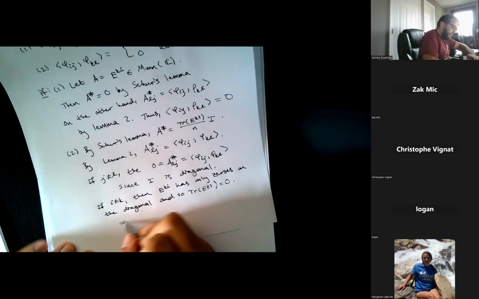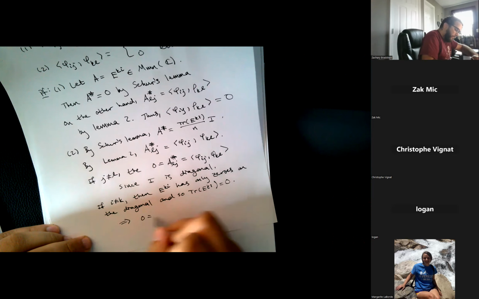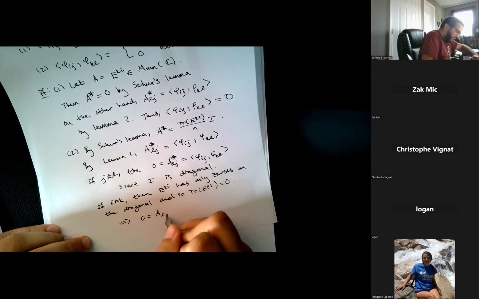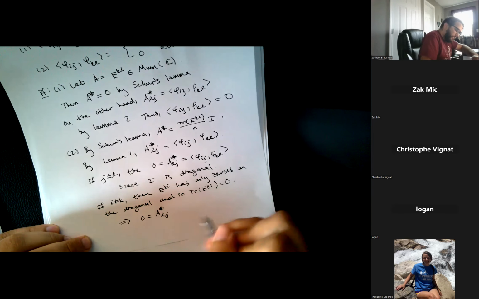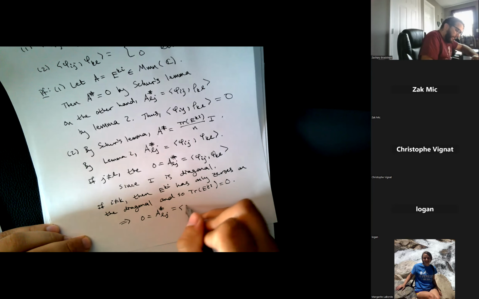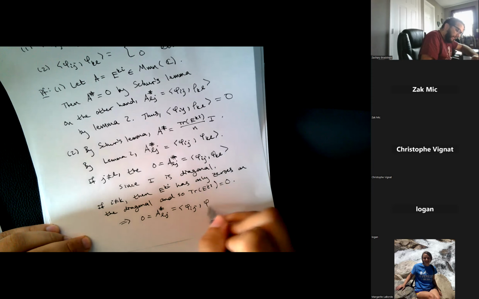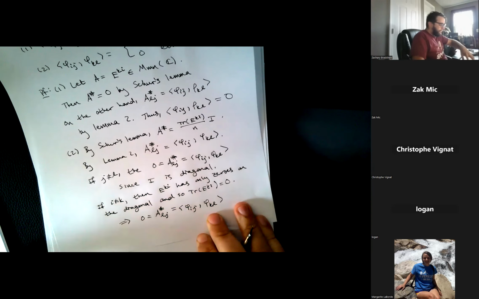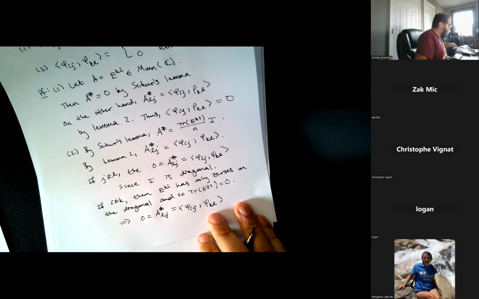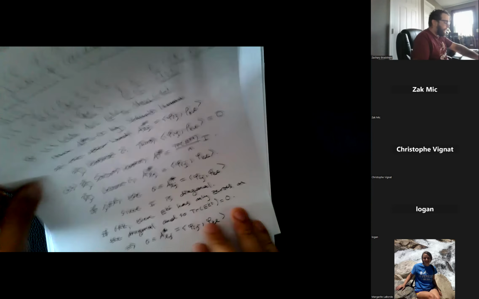And that implies that 0 is equal to the inner product of phi ij with phi kl. Okay, and finally the case where l is equal to j and i is equal to k should be 1 over n.